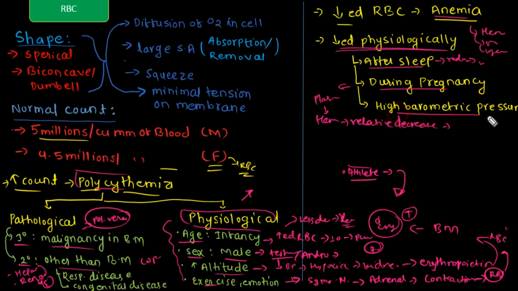High barometric pressure means there is high oxygen tension in our blood. So there is enough oxygen in blood, so that might marginally lead to reduced RBC count. So that is how there is reduced physiological RBC count in our body. So this is all about the red blood cells, and this is very general information. In our next tutorial, this is the first part, and we will learn about the site and production and factors affecting the synthesis of RBC.